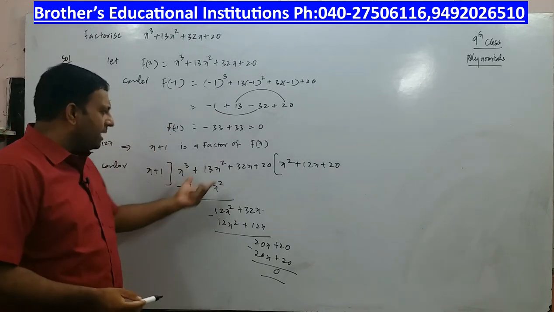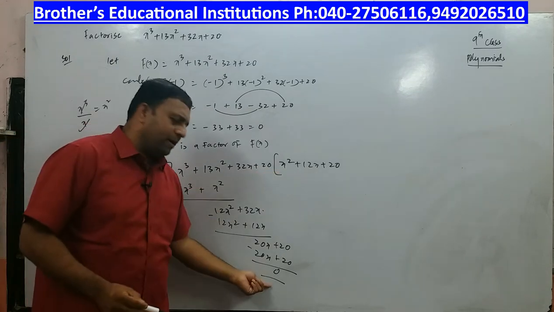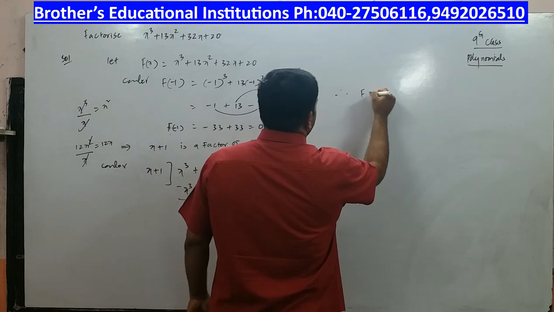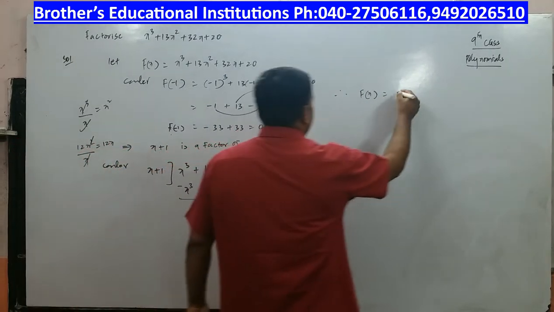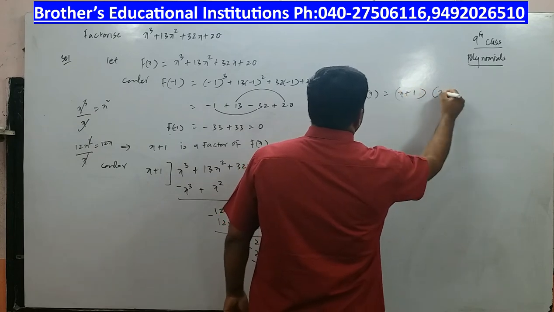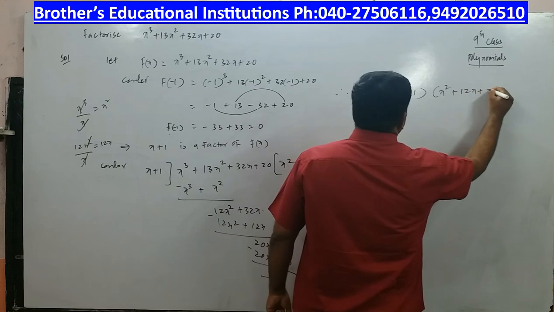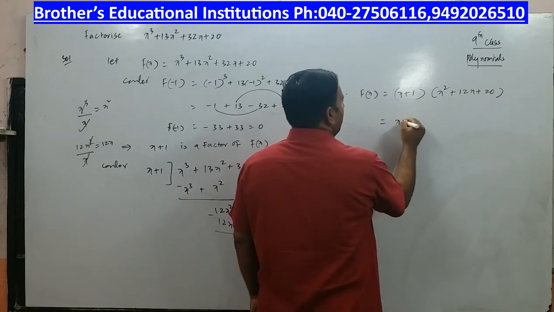So what you understand? Dividend is equal to divisor into quotient plus remainder. Remainder is 0. So obviously, f of x, which is the dividend, is equal to the divisor, that is x plus 1, into the quotient. What is the quotient? X square plus 12x plus 20. Now this I have to split and write. So I am writing it here only, x plus 1.